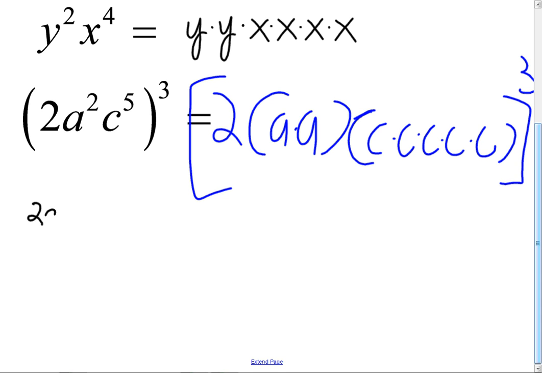So it's 2, A, 5 C's, 3, 4, 5. Okay, there's one of them. I want to do it in different colors. Do I have it right? 1, 2, 3, 4, 5. Because that's what this 3 means. We haven't learned the rules yet. So we're learning what it means.